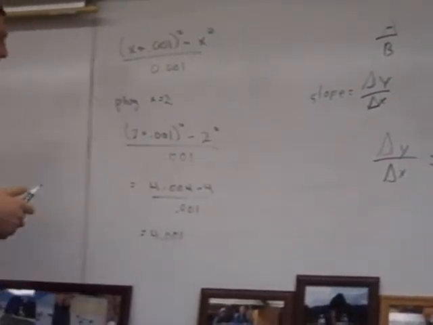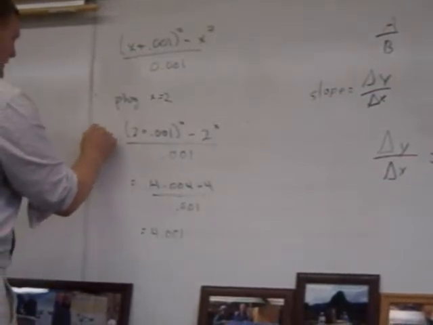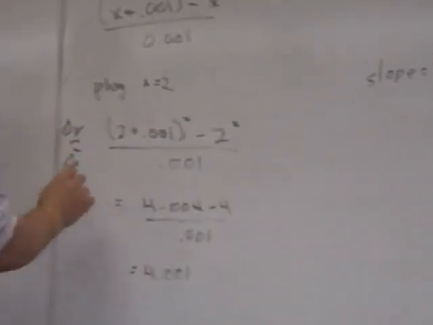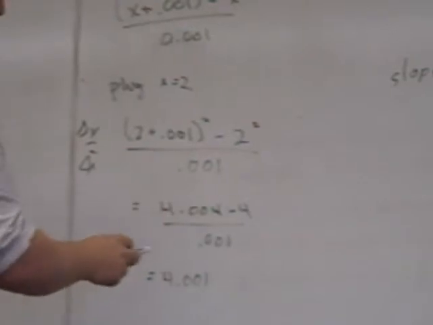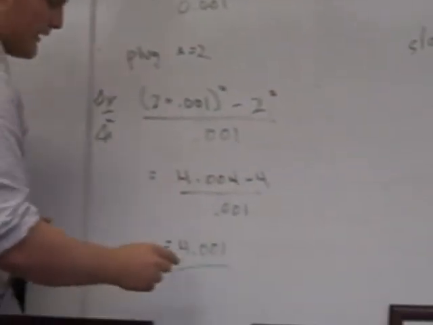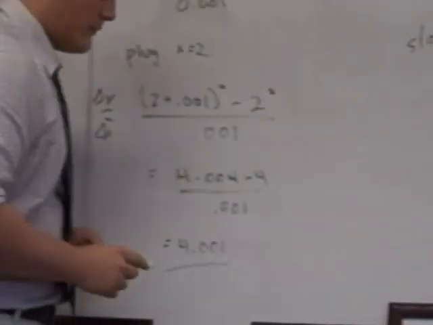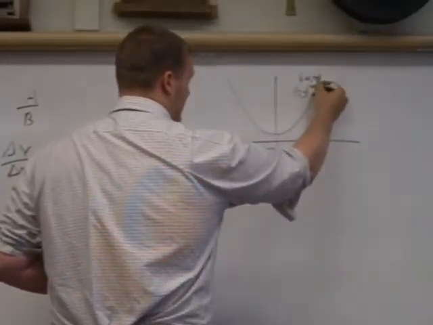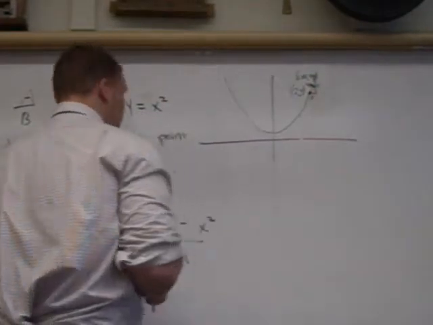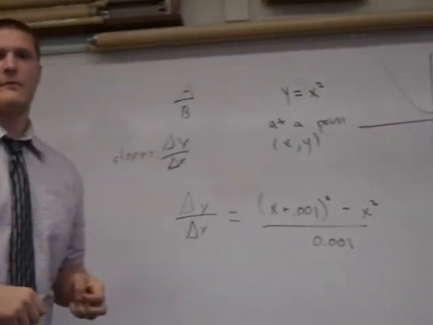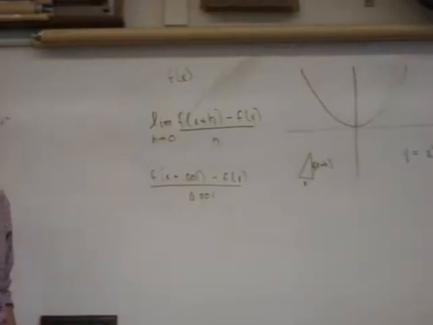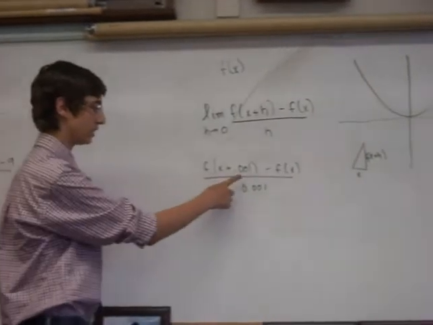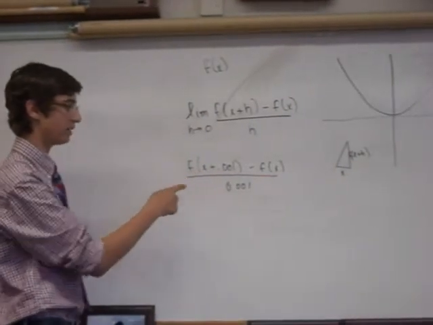So this is still going to be change of y over change of x, just like over there. If we do the math here, we can find that the slope is actually equal to 4.001. So the slope in this case will actually be 4.001. Okay. Let's use the method of adding 0.001 to our x values to find the slope.